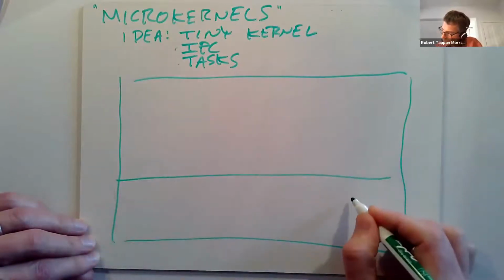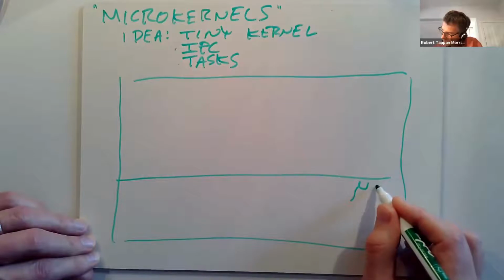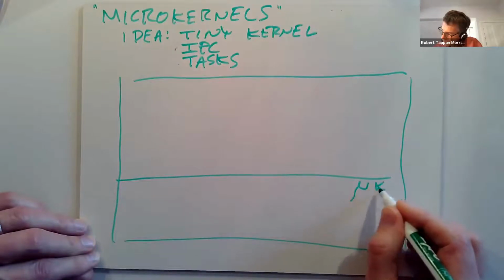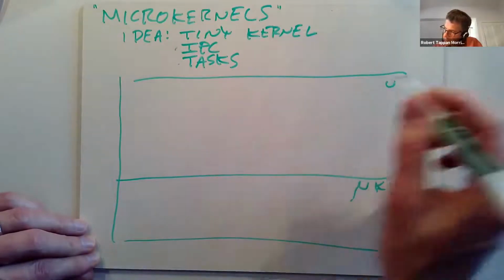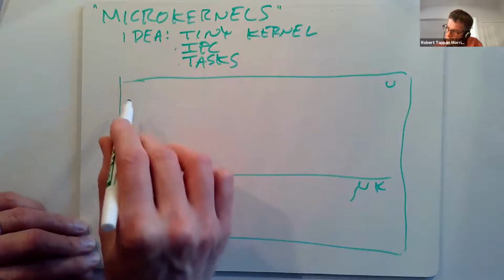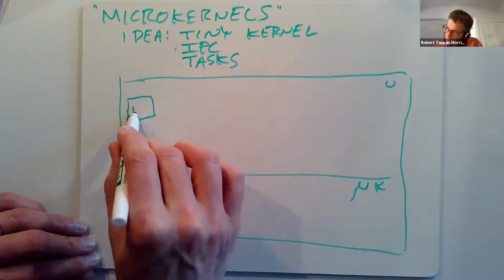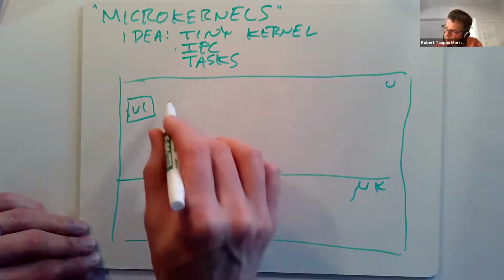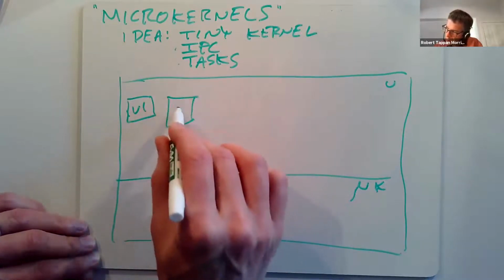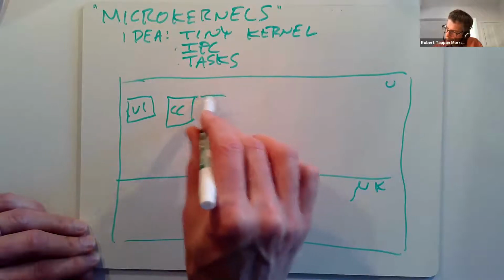might be, now we're going to use mu for microkernel. We've got the microkernel down here, and we've got user space processes up here, and we might have all the usual processes running. Maybe we're going to run vi, my favorite text editor, and my compiler, my window system.